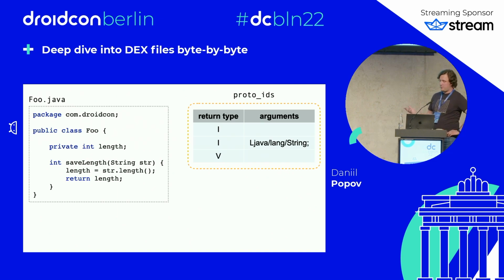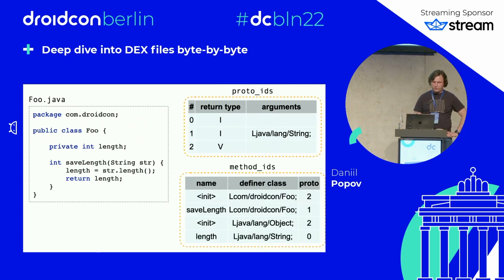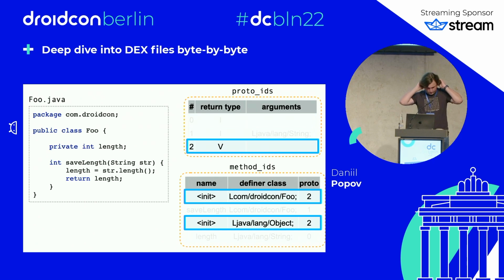Okay, what about prototypes? We have 3 here. First of all, we have, sorry, I think I'm losing the microphone. Do you hear me right? Sorry for that. So we have the prototype for the constructor, which is just V, because it has a void return type and no arguments. And we have 2 constructors, from the Foo class and from the Object class, which refer to this prototype. This is how the deduplication works. We have 2 methods, but they reuse the same prototype structure, so we save some space for one prototype entity.